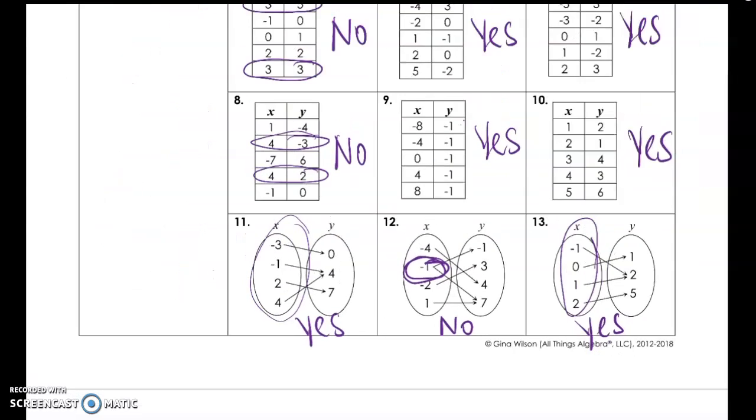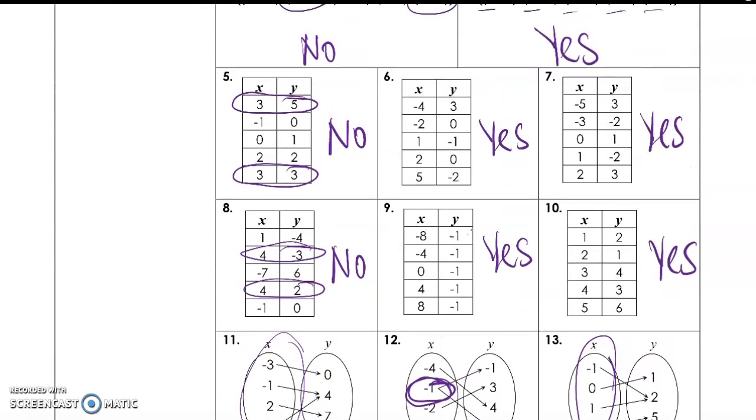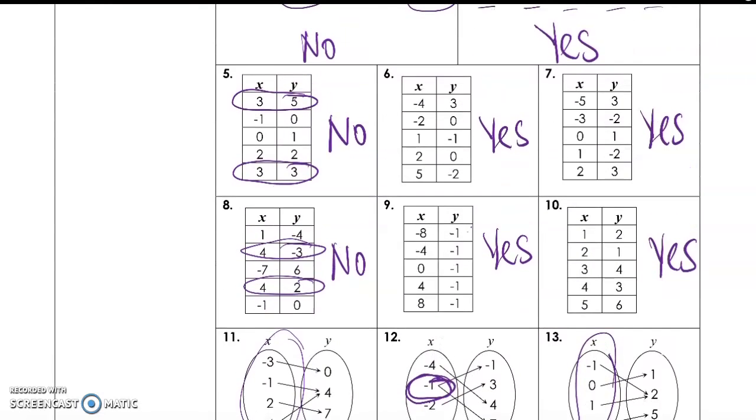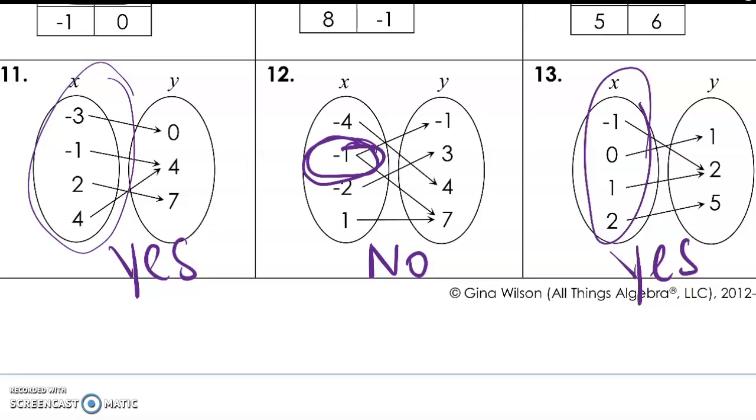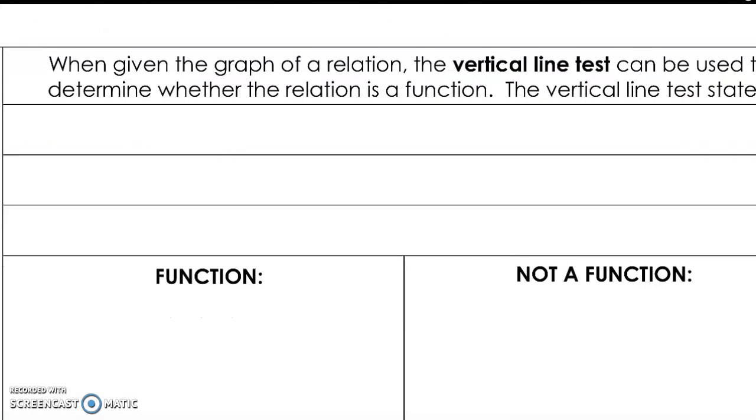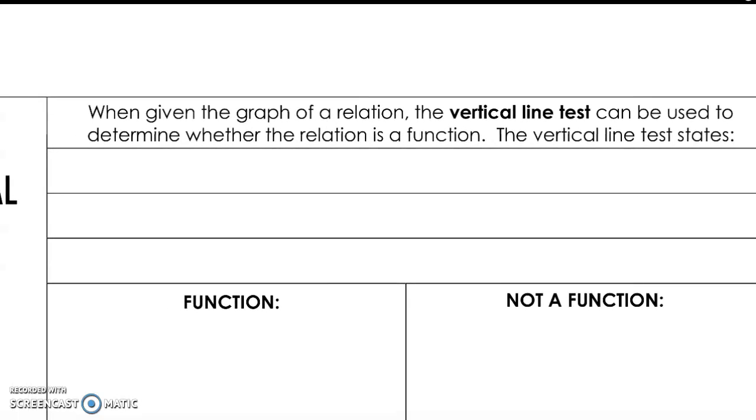So when you have ordered pairs or tables, you're looking at repeated x's going to different y's. That makes it a no. On the table, you're just looking for x's that have more than 1 arrow coming from them. Then we're going to look at graphs. To check if a relation on a graph is a function, we do something called the vertical line test.